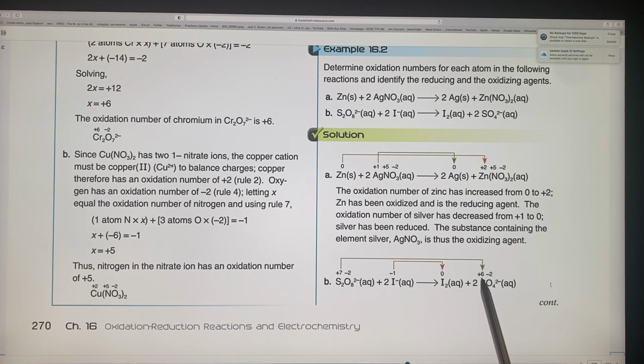It's reducing. So as it's reducing here, it's going to become the oxidizing agent. But here we have iodine going from -1 to 0, so it's increasing. So it's actually oxidizing because it's increasing. This one is decreasing, so it's reducing. But the oxidizing agent is going to be the one that's reducing, which is going to be S2O3. So if they ask you that question, it's going to be the one that's reducing.